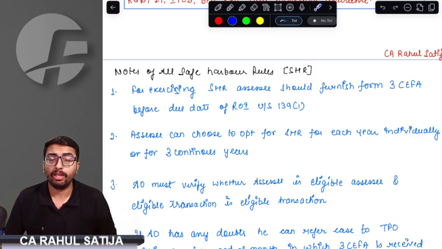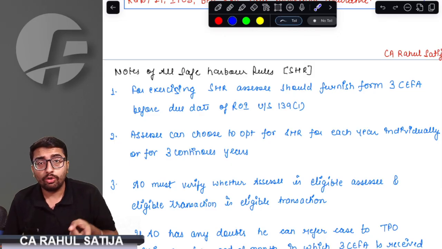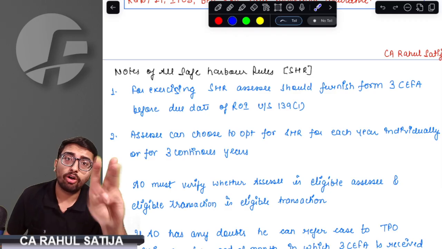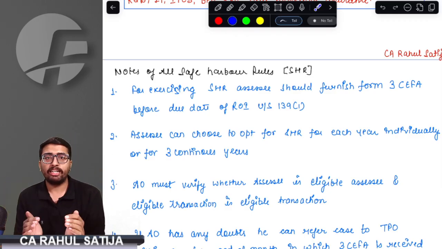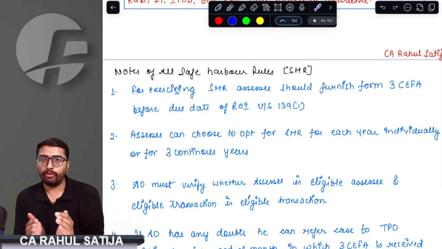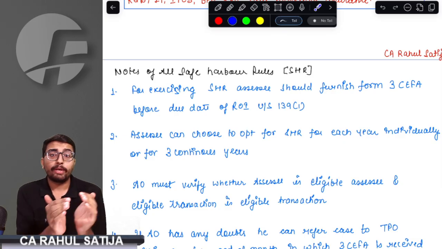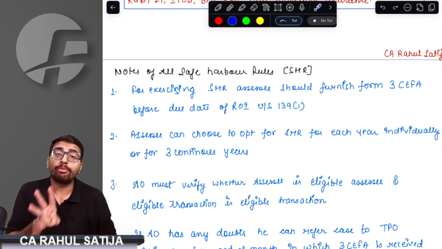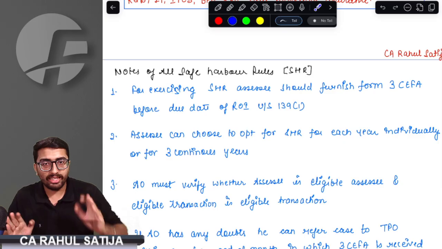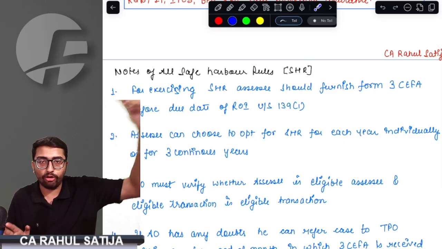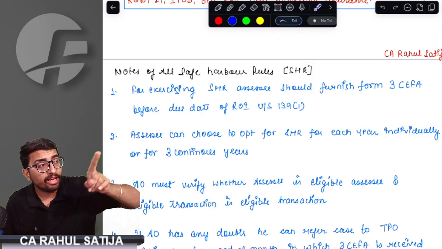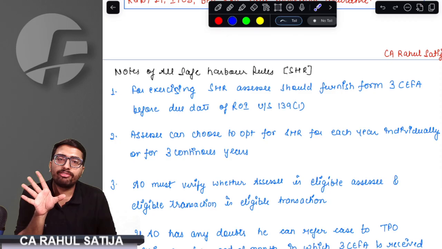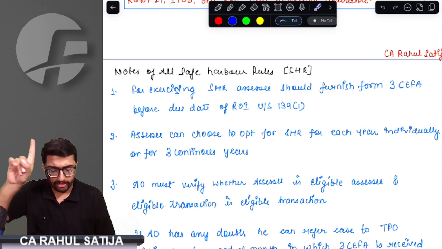Very clear. The SSC has an option to opt for safe harbor rules either for 1 year or for a block of 3 years. That means if he opts for 24-25, he can also opt for 25-26 and 26-27. He can opt for 3 years. He has a choice either to opt every year individually and file a form every year, or to opt for 3 consecutive years. But the important point is, in whichever year he is filing the form, he has to file it before the due date of 139(1). Got it, sir?